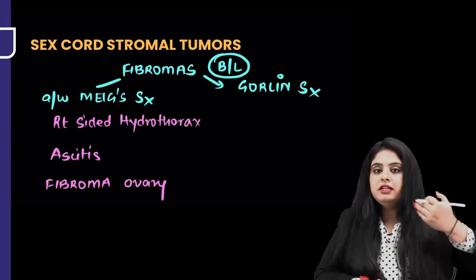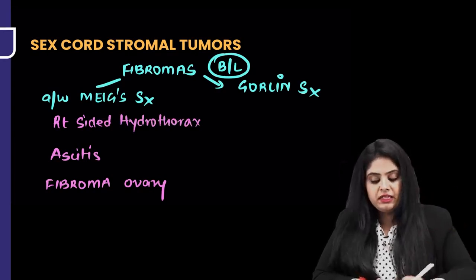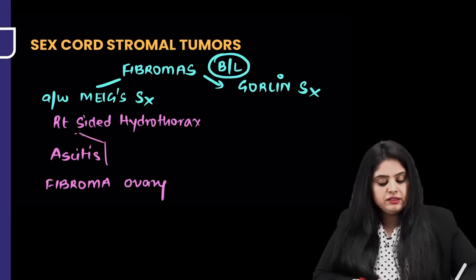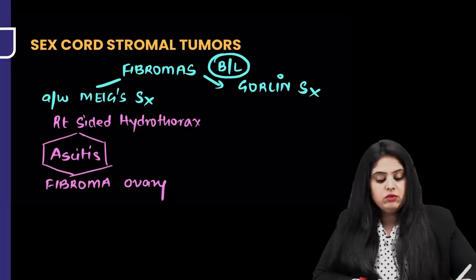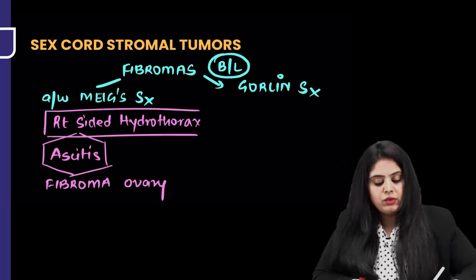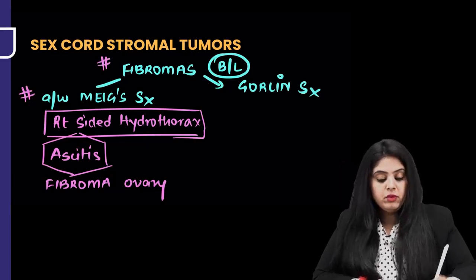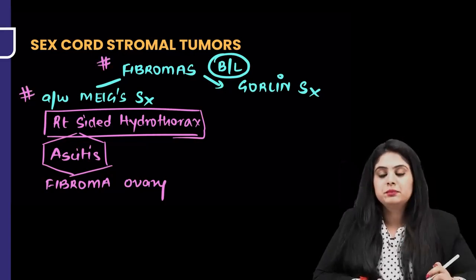So simple, like I said, go from bottom and above. In every cavity, in every part of the body, you make something. In the pelvis, there is fibroma. Then abdomen pe aao, to abdomen mein there is something known as ascites. Then you come to the chest part, and that is going to have right-sided hydrothorax. So that makes Meigs syndrome. Fibromas are associated with Meigs syndrome.